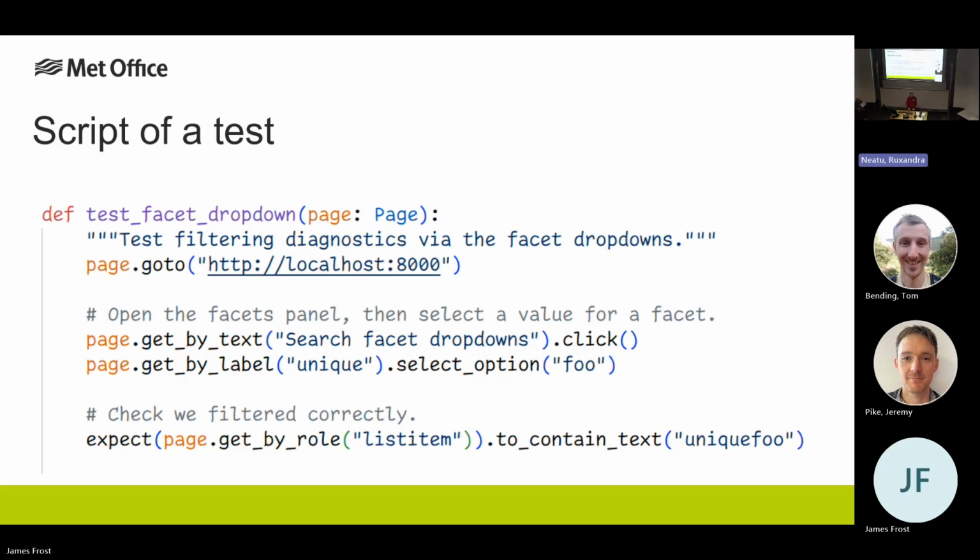Finally, you can make various assertions about the web page that you get as a result. So this is this nice fluent API, so you can sort of read it as a sentence. So we expect the page, the element that we get by the role list item to contain text, in this case, unique foo. But there's lots of different assertions, so not just containing text, but many other things you can assert.